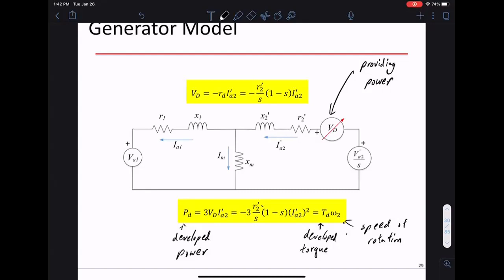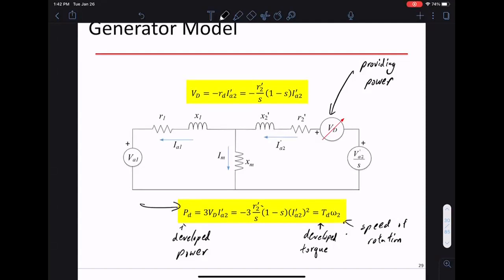Any questions about this equation, about this generator model? You'll be very often asked what the developed power or the developed torque is. This is an important equation to know. For example, on the midterm, for sure you'll see a question asking what the developed torque is or what the developed power is. So it's important to know this equation and where to find it.